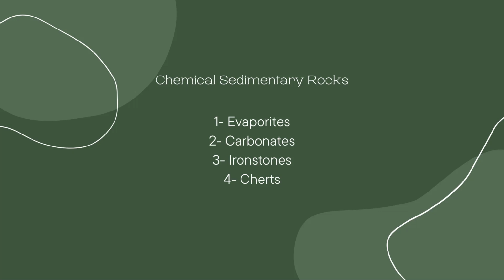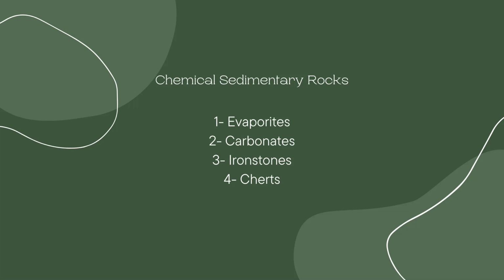Some common examples of chemical sedimentary rocks include evaporites. These rocks are formed from the precipitation of minerals such as halite, rock salt, gypsum, and anhydrite, when water in a closed basin evaporates. Carbonates. These rocks are formed from the precipitation of calcium carbonate, CaCO3, or magnesium carbonate, MgCO3, from marine or lake water. Examples of carbonate rocks include limestone, dolomite, and chalk.